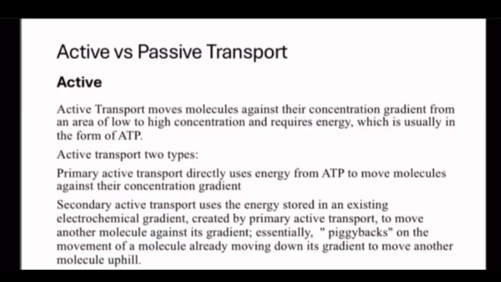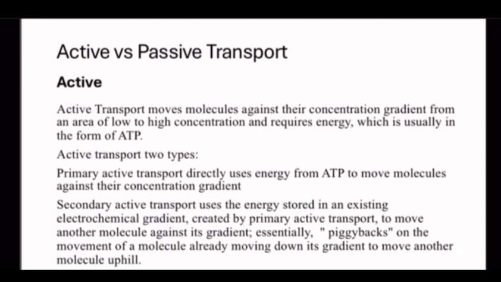Now, there are two ways that there's transport across a cell. There's active and passive transport. Now, what is the difference between them? Active transport moves molecules against their concentration gradient. In other words, from an area of low to high, which is usually in the form of energy of ATP.